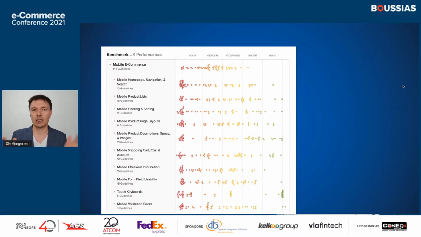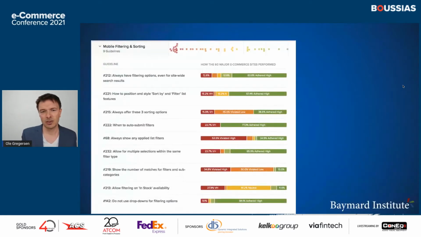And then they benchmark a lot of websites on this list, which is the colored dots that you can see here. If you open up each category, you would have these guidelines. So you would have, say, how to position and style, sort by, and filter list features, which is something that is relevant for what we looked at just before. And then you can go and see what websites do it wrong and what websites do a good job. So you can also check out their solutions and copy them if you want to do that.